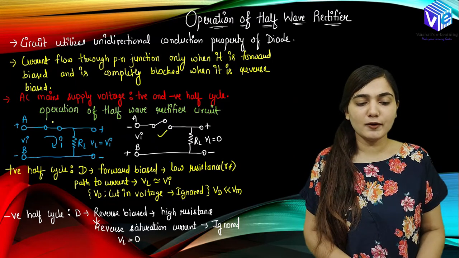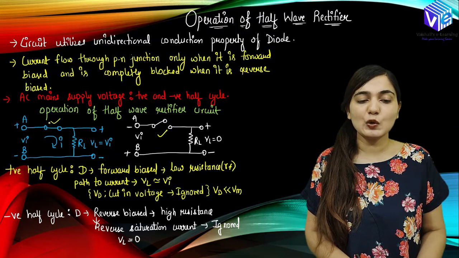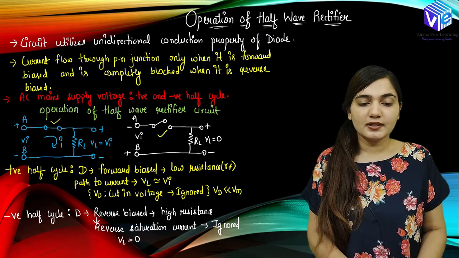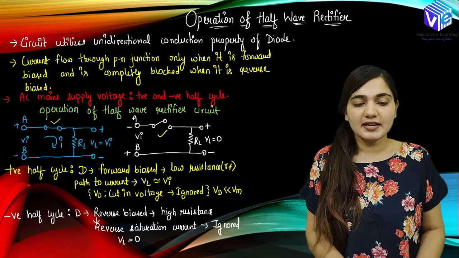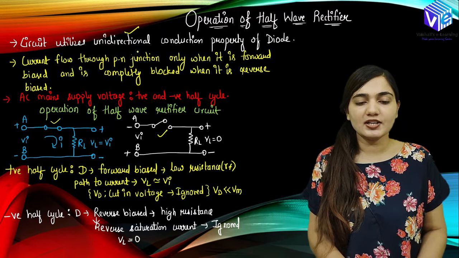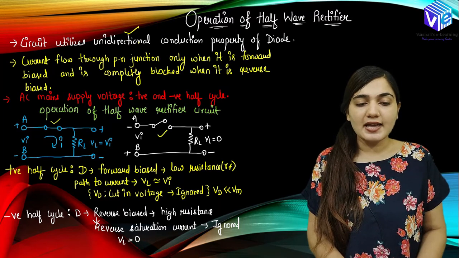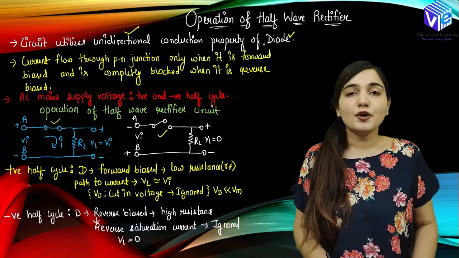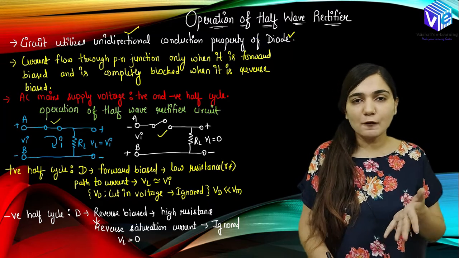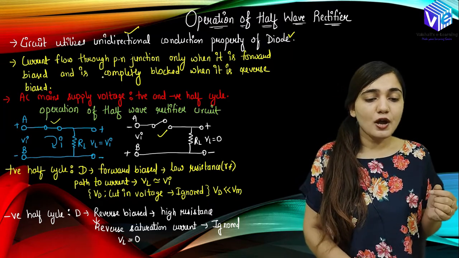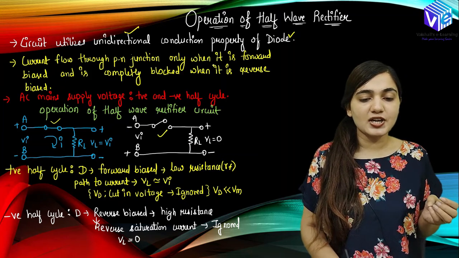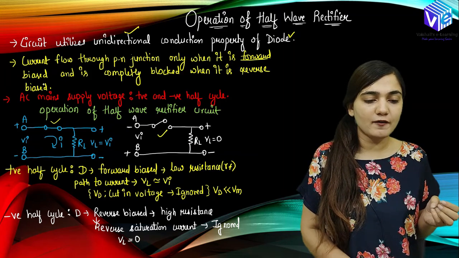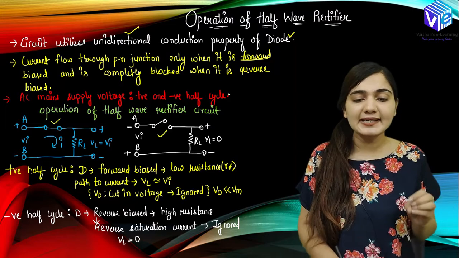So when the reverse bias is there, the diode will behave like an open circuit, right? And when it is in forward bias, the diode will behave as a closed circuit. So this is what tells me the diode is unidirectional. The circuit utilizes the unidirectional conduction property of the diode to provide the DC output from the AC input. So current flows through the PN junction only when it is forward biased and is completely blocked otherwise.